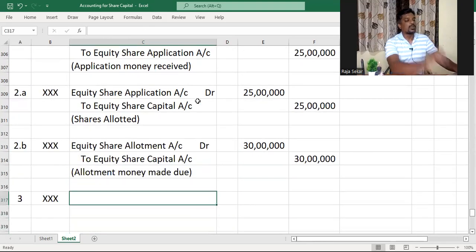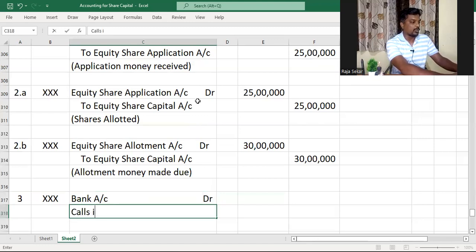The next thing would be to receive the allotment money, and that is where we have a problem. The problem is that one person has defaulted and did not pay the allotment money. So whenever someone defaults, calls and arrears account will be debited. Why it will be debited, I explained in the previous video. In case you have not watched it, kindly check that out.